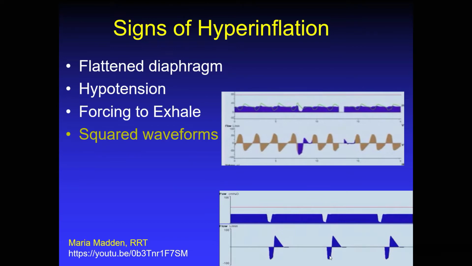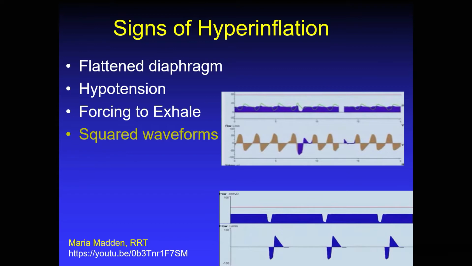Here's what you typically want to see with properly set APRV on the expiratory waveform. And as patients become hyperinflated and it becomes harder for them to release, this becomes squared off, becomes elongated or stretched out, if you will. And so you'll see these squared waveforms in the setting of hypotension, and the patient just showing distress as they try to exhale.